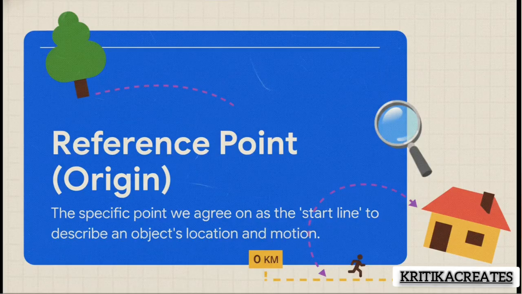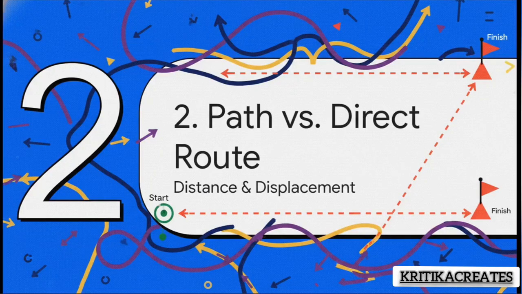So to solve this little problem, physicists use something called a reference point, or an origin. It sounds fancy, but it's really just a way of saying, hey, let's all agree on a starting line. It could be a tree, a house, the 0-kilometer mark on a highway, anything. Without it, trying to describe a journey is pretty much impossible. Okay, so we've got our starting point. Check. Now, how do we actually describe the journey itself? Well, it turns out there are two completely different ways to tell that story. There's the long, winding path you actually took, and then there's the direct route, as the crow flies.